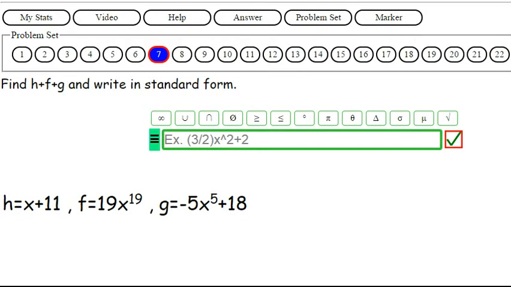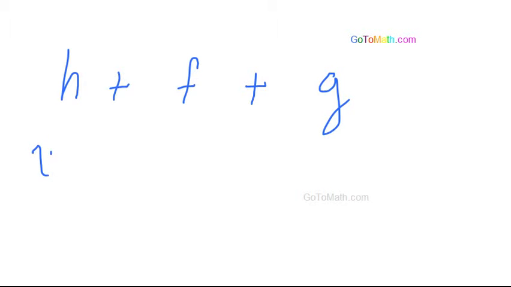H plus F plus G. H plus F. Yeah, you just think you know how to count. I promise. There is a lot of stuff to count out there. You got x plus 11, plus, and then we got the F. Let's do plus. There you go.